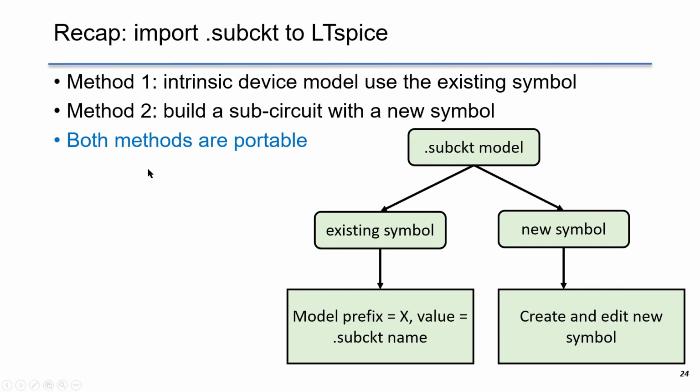Just to recap, in this lecture, we talked about how to import the subckt into LTspice. The first method is to use the intrinsic device model with existing symbols. So we change the model prefix to X as a subckt, and we change the value to the subckt name. The second method is to build a new symbol using the subckt, and then we can edit the attributes to make it portable. The subckt circuits built by both methods are portable.